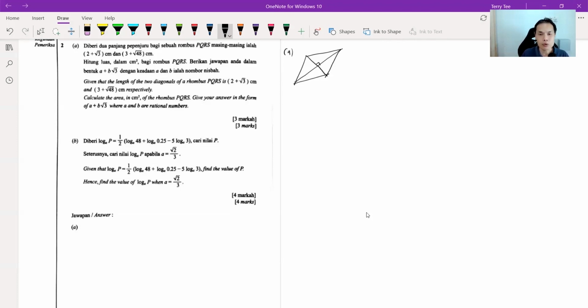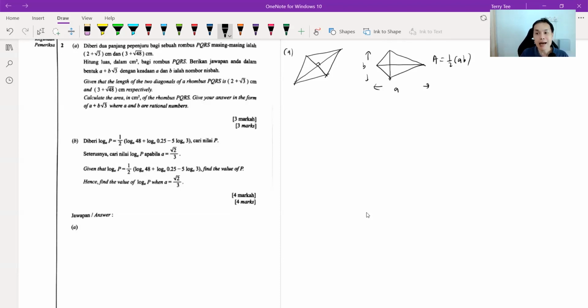The main thing about the area of a rhombus is that they gave us the length of the diagonals. I hope you know that a rhombus is actually a form of kite. To calculate the area of a kite, we take the length of the first diagonal, A, and the length of the second diagonal, B. Your area is half of A times B, the product of the diagonals.